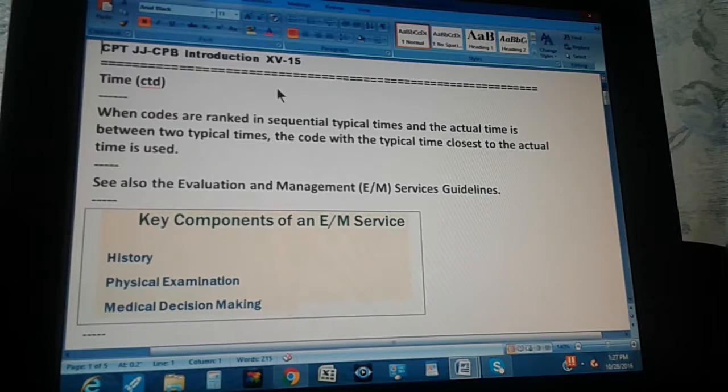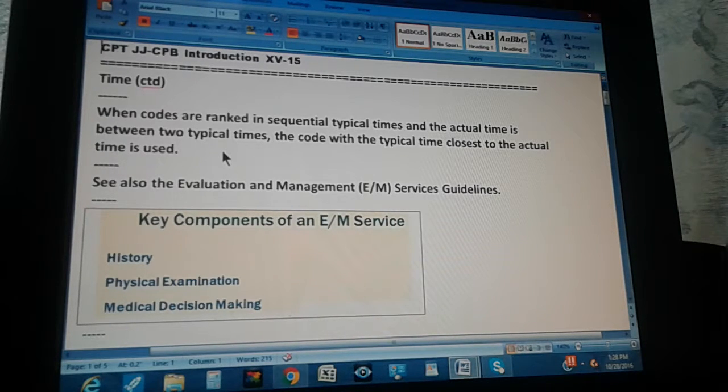Time, continued. When codes are ranked in sequential typical times and the actual time is between two typical times, the code with the typical time closest to the actual time is used. For example, if a consultation takes 30 minutes if it's detailed, and 15 minutes if it's light, right?